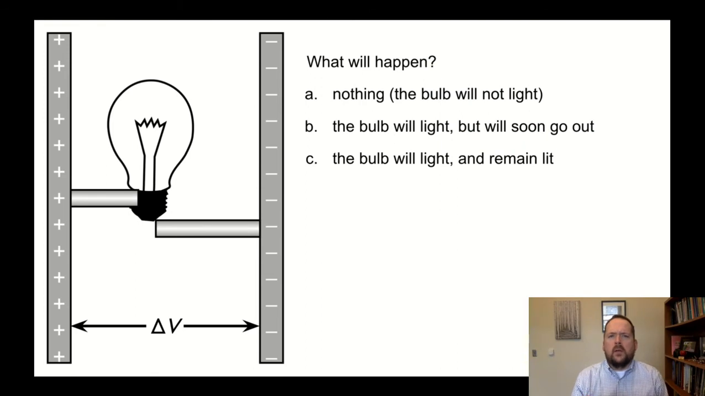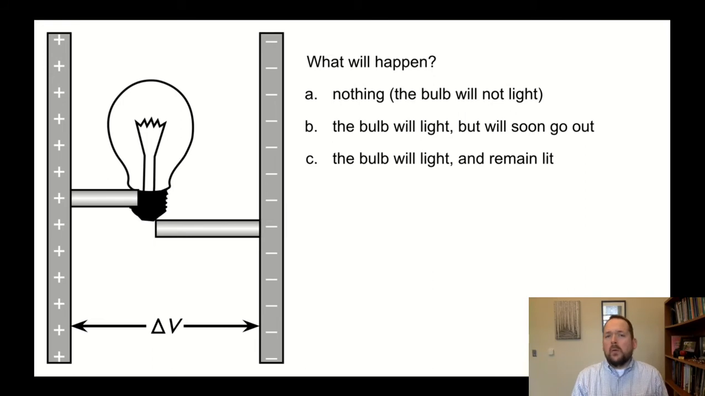So let's say I take my conducting material that I connected the plates with, cut it in half, and connect both of those halves to the two terminals on a light bulb, so that there is now a path connecting through a light bulb. What's going to happen? Nothing. The bulb's not going to light.